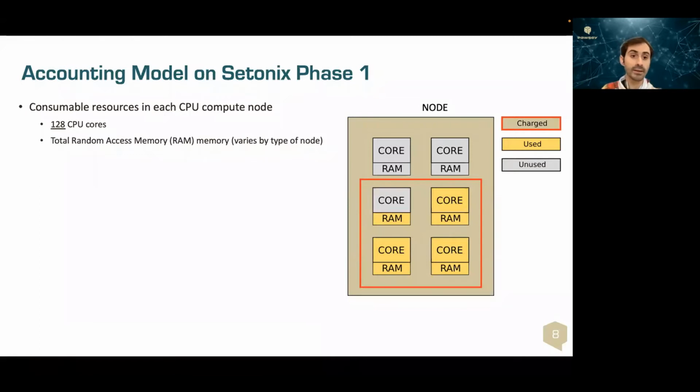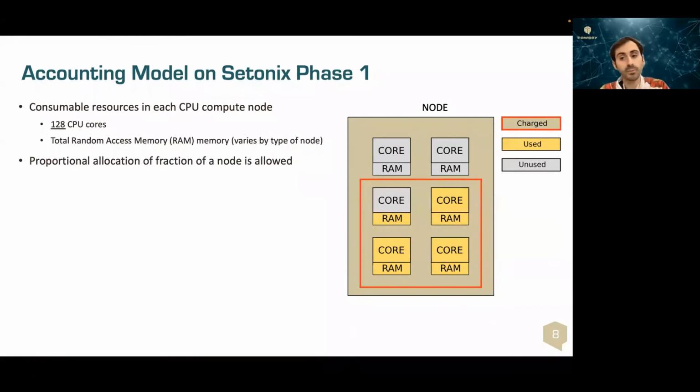So in each node, we have 128 cores and a total amount of RAM that, on the standard compute nodes of Setonix, amounts to about 230 gigabytes. I'm going to go back to that figure later. One key piece of information is that fractional usage of a compute node is allowed on Setonix. It means that users can request to use not the entire node, not all of the cores and not all of the RAM, but just a fraction of it.